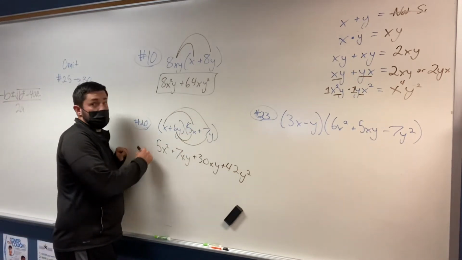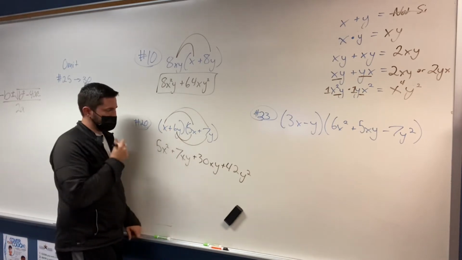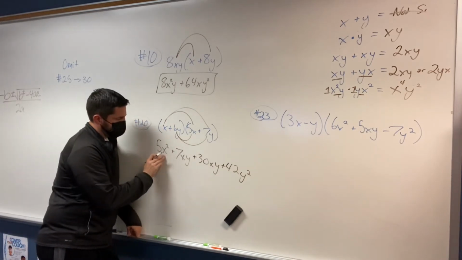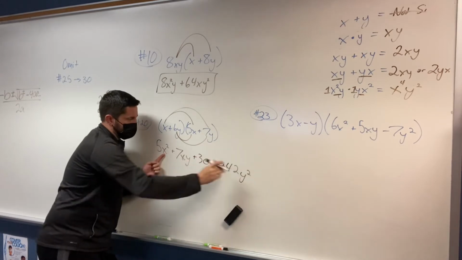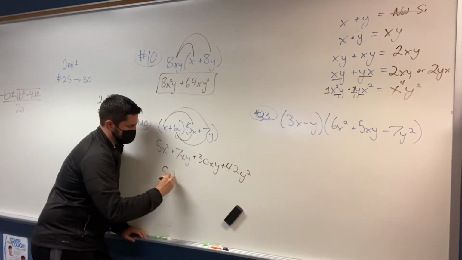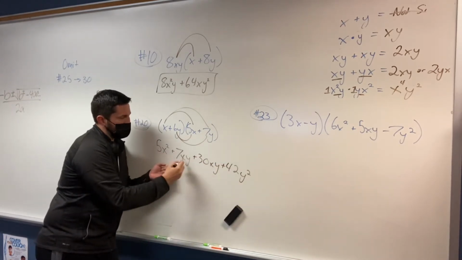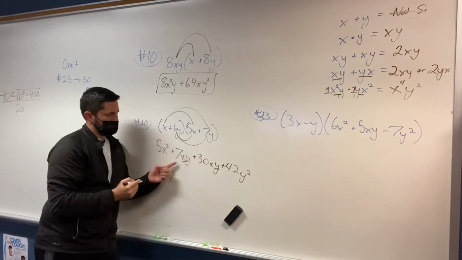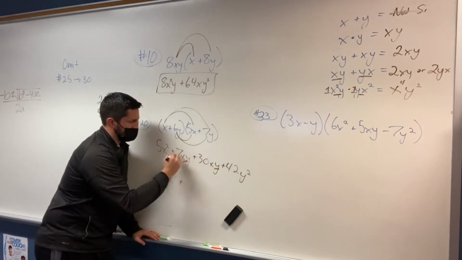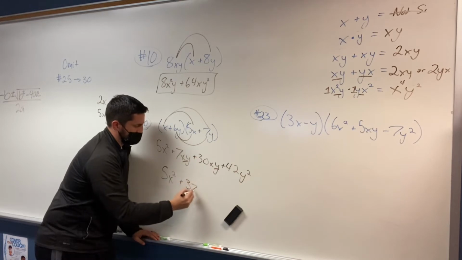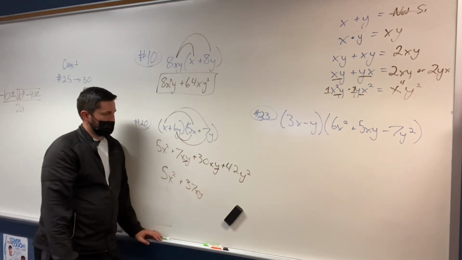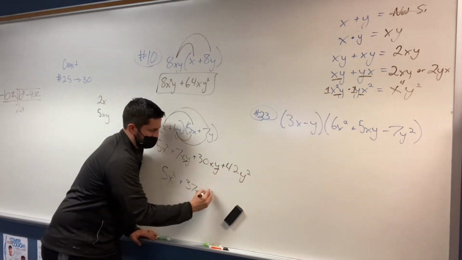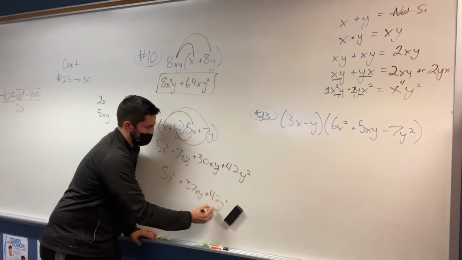And I'm done. No. Oh, good catch. What do I have to do? You have to combine your like terms. x squared, I'm looking for any x squareds. I got none of them, so I have 5x squared. Done with him. xy's, I do have another group of xy's, so I add them up together for 30 plus 7 for 37 xy's total. And then I don't have any other y squared, so I just have plus 42y squared. Done.